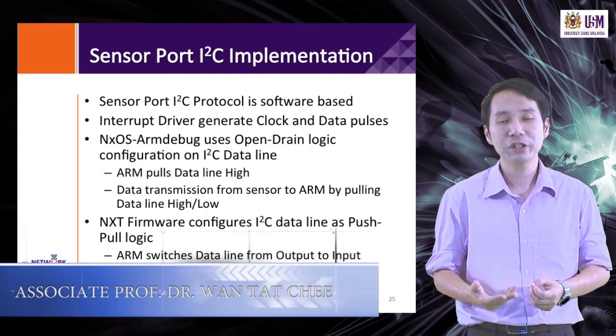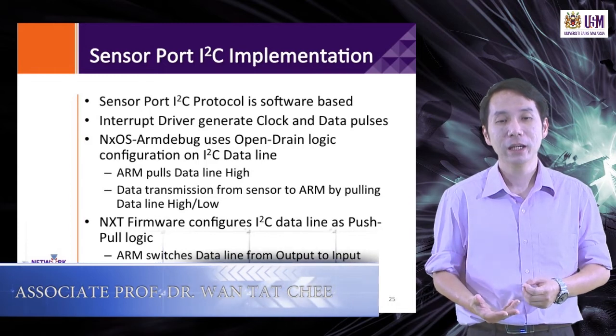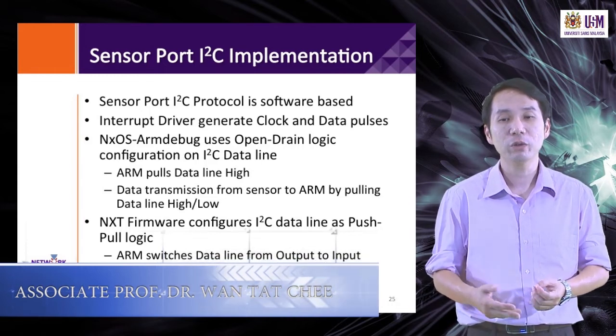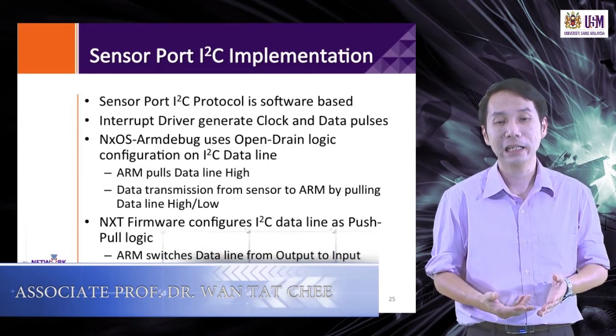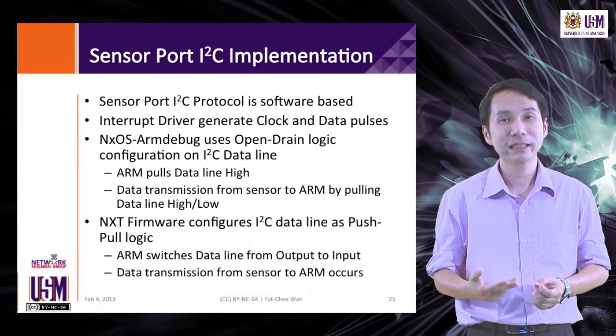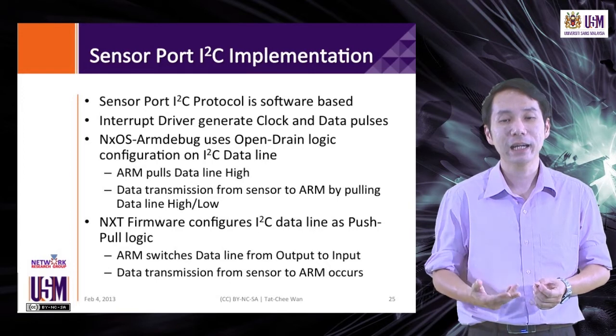The interrupt driver generates clock and data pulses, and the NXOS ARM driver uses the open drain logic configuration on the I2C data line, where the ARM first pulls the data line high, and then the data transmission from the sensor to the ARM controller is performed by pulling the data line high and low to generate the values of 1 and 0 on the data bus.